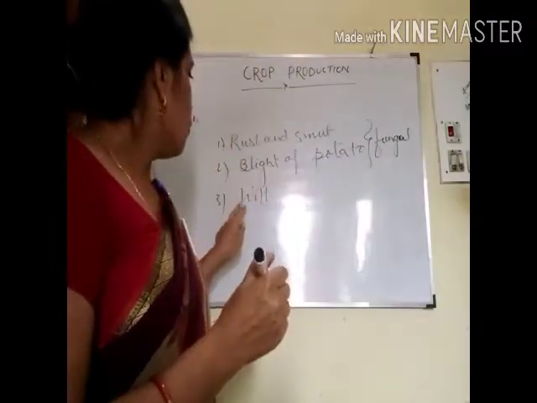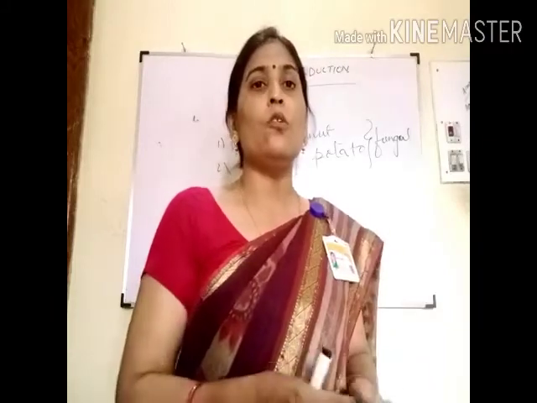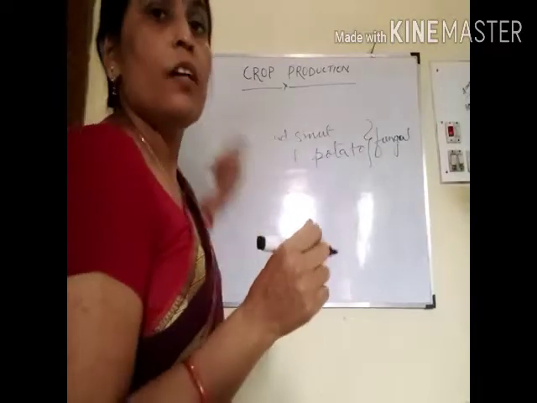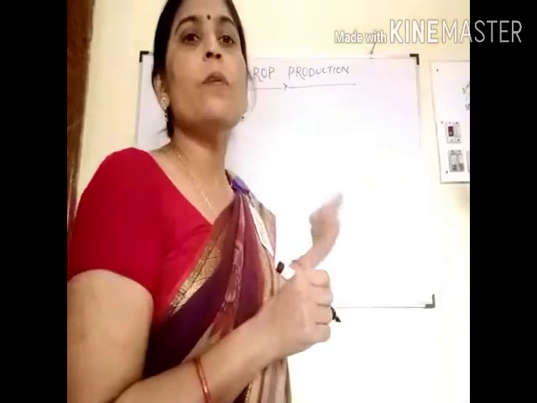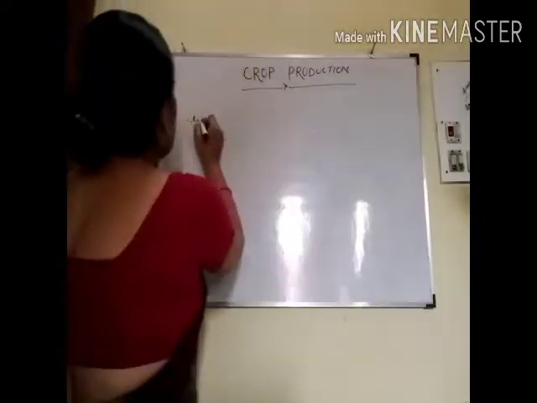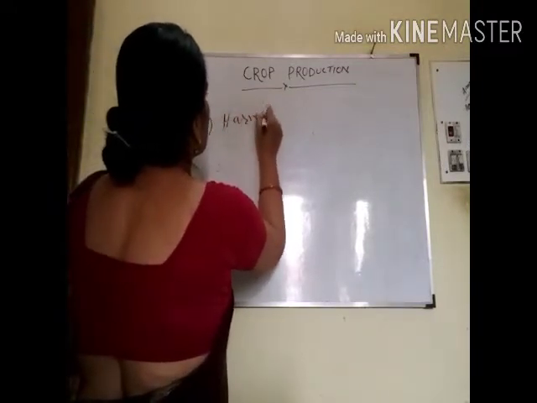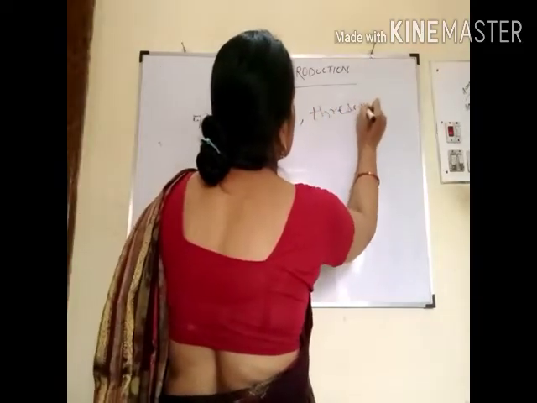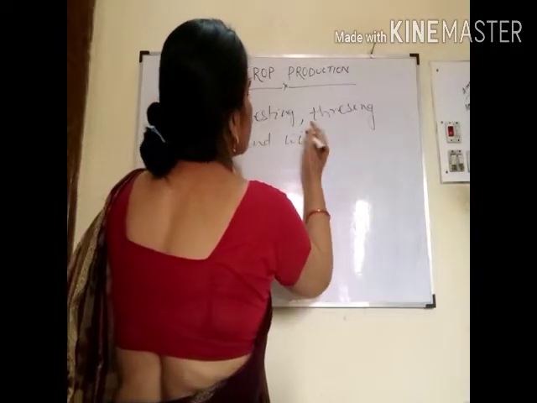So this is your crop protection. Now the next method is harvesting, threshing and winnowing. Now our crops are ready to harvest, meaning it is matured. Now it has to be cut and gathered. That process is the harvesting process. So next is harvesting, threshing and winnowing. These you have read in class 6 also.